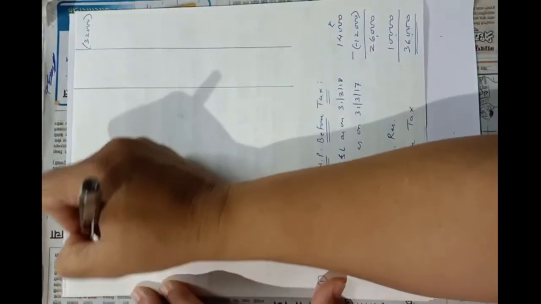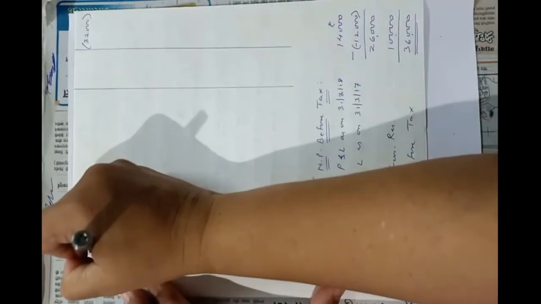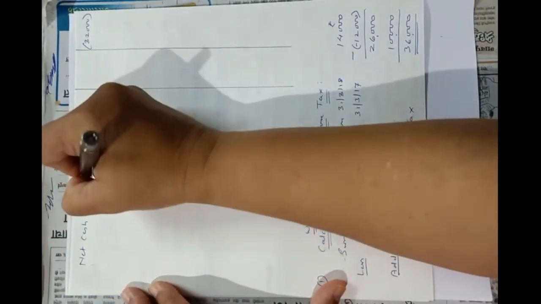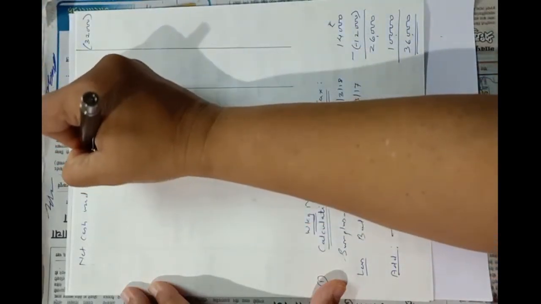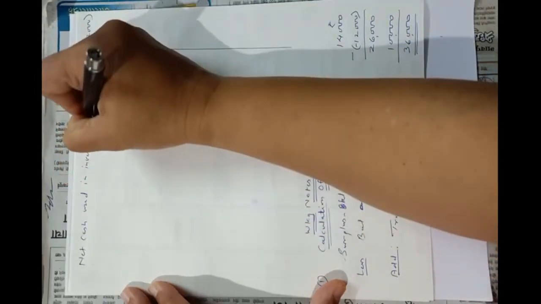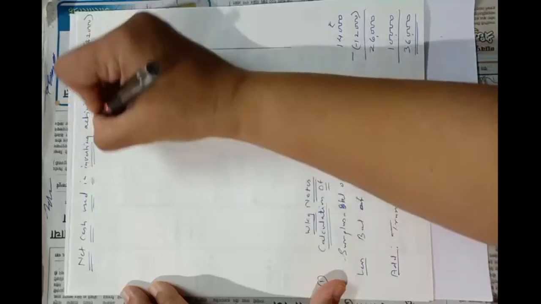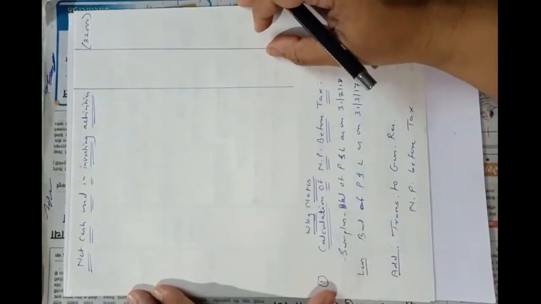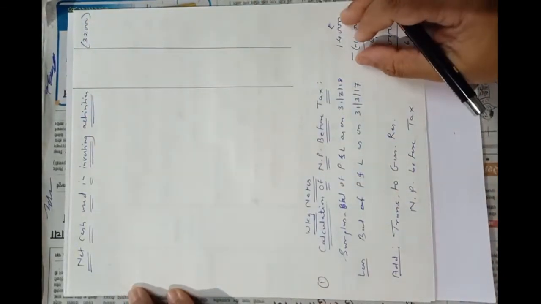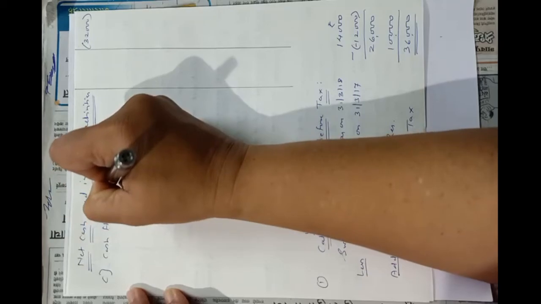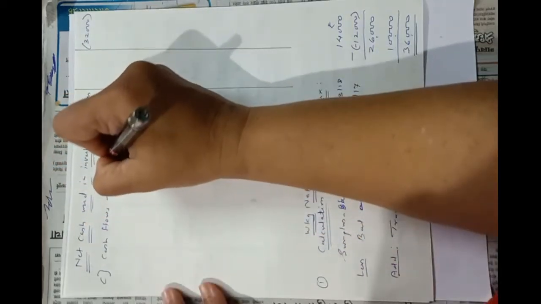and that is net cash used in investing activities. Net cash used in investing activities. This is the final answer of the second point, that is B. Okay, so now see cash flows from financing activities.